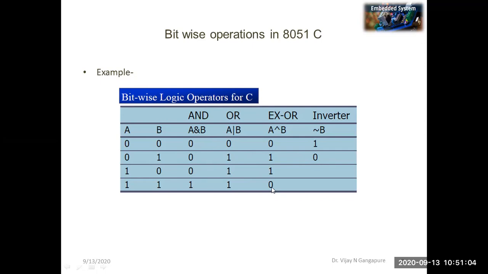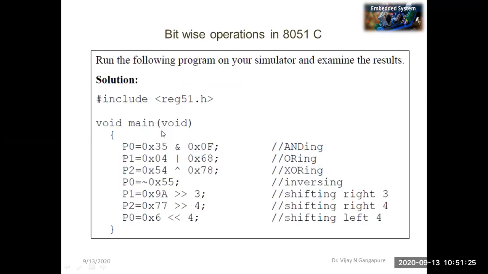Okay, so in this way these bitwise logical operators operate. Here, for example, we have taken A and B as single bits, but A and B could be a number of bits. In that case, there will be a bitwise operation on the respective bits in the A and B operands. Now we will take an example to illustrate the use of these bitwise operators in C. Run the following program on your simulator and examine the result.